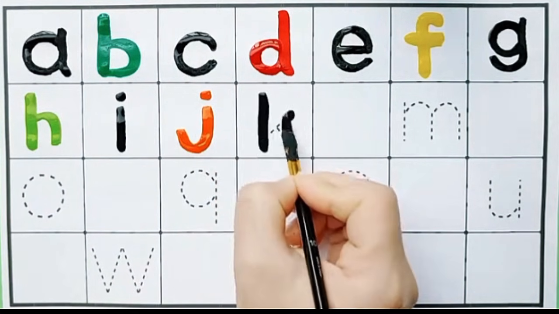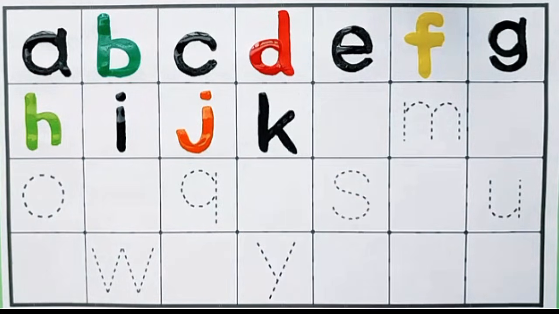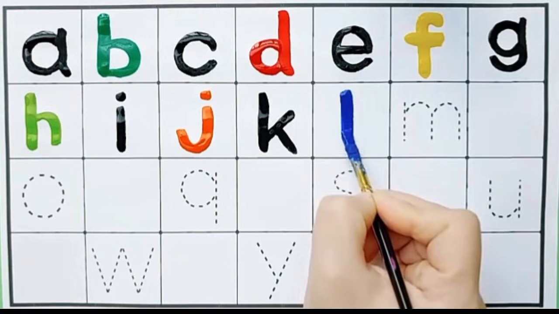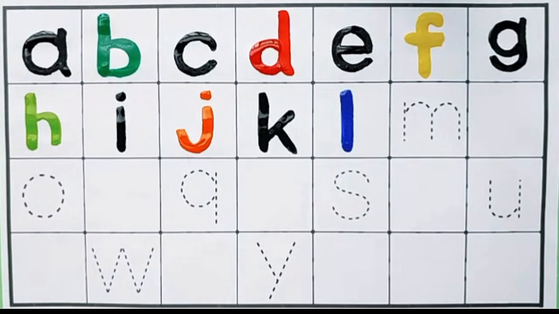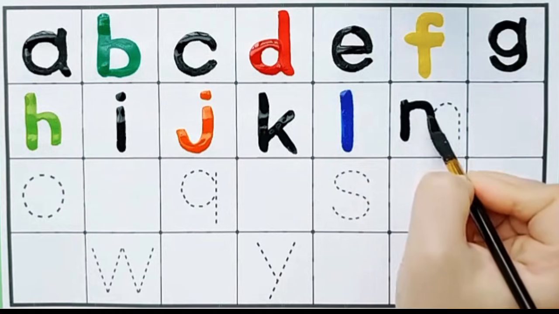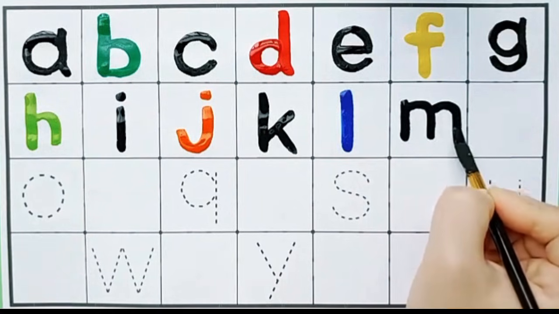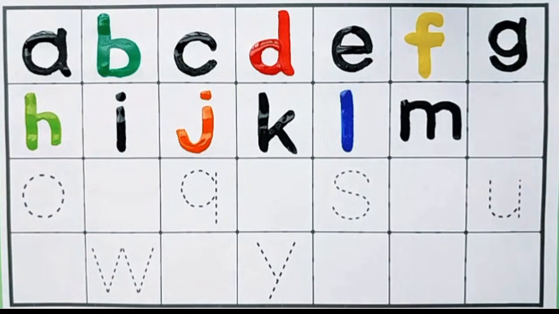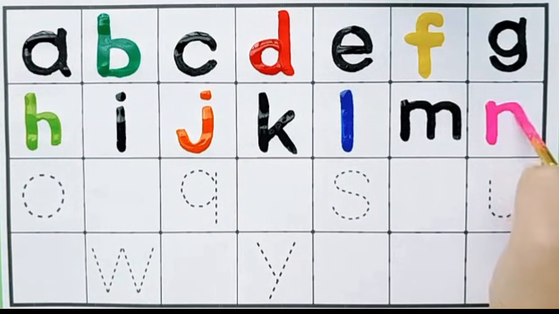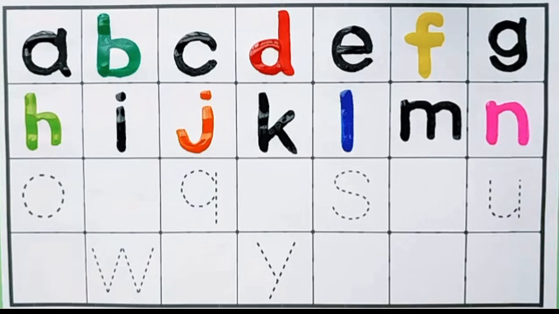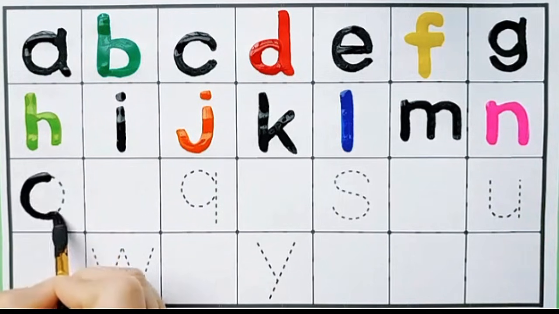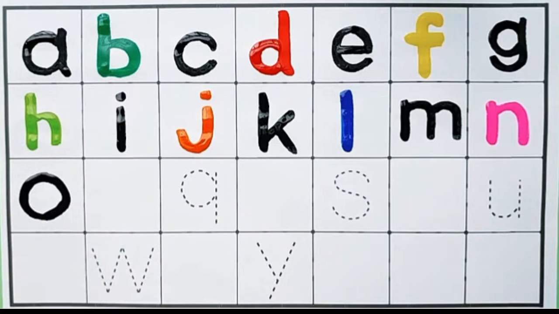K for kangaroo. L for lion. M for mango. N for nest. O for ostrich.